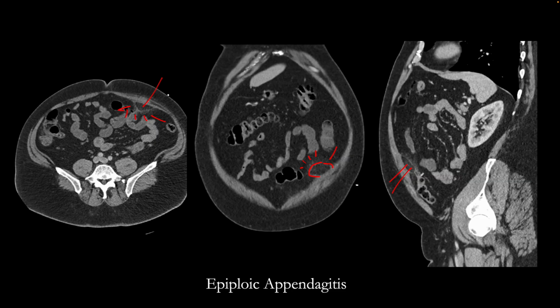Epiploic appendages are fat-containing structures that line the outside of the colon, and sometimes they can get inflamed, and inflammation can lead to abdominal pain, and their appearance here is characteristic. We call it epiploic appendagitis. On one of the projections, either axial, coronal, or sagittal, you will find a linear hyperdense structure inside, which is a thrombosed vein. The management is usually conservative.